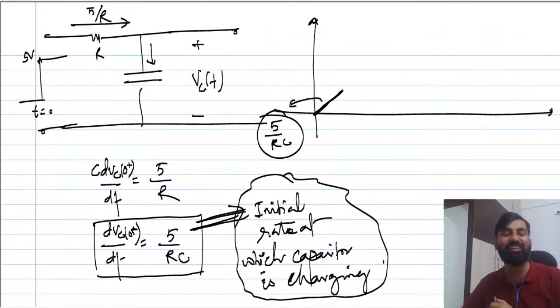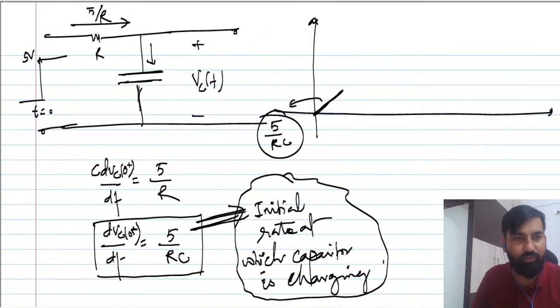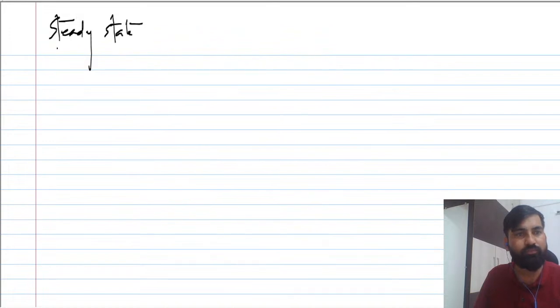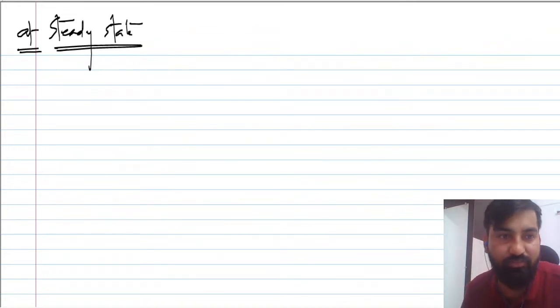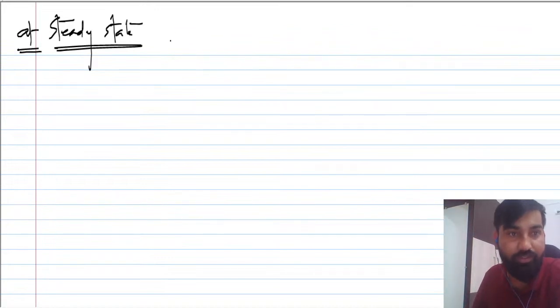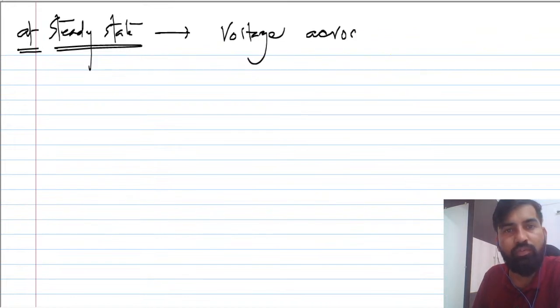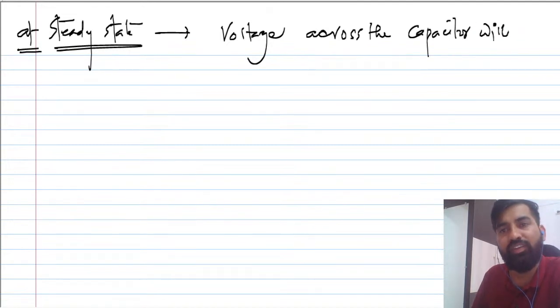As time progresses, you will reach the steady state. Your capacitor will charge fully. What will be the steady state voltage? At steady state, the voltage across the capacitor will be constant.